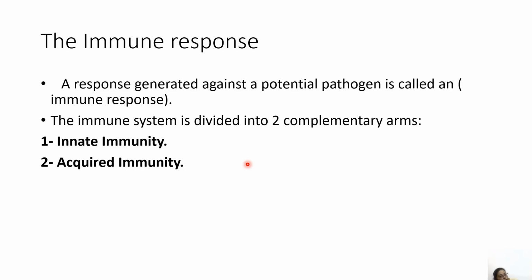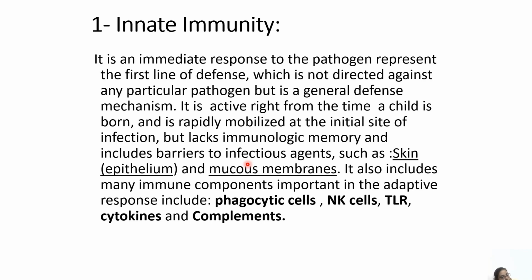Now, the immune response generated against a potential pathogen is called the immune response, right? And it can have two complementary arms. We have already discussed innate and acquired immunity. Innate is the immediate response when the pathogen attacks you. It represents the first line of defense, which is not directed against any particular pathogen but is a general defense mechanism. So it is non-specific. It is active right from the time a child is born and is rapidly mobilized at the initial site of infection, but lacks any kind of memory.